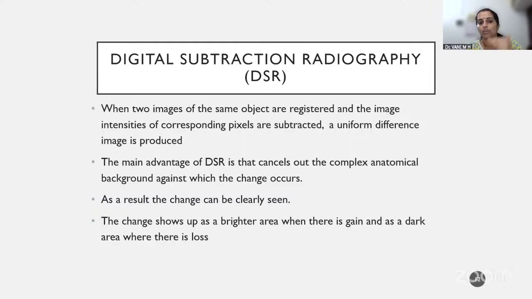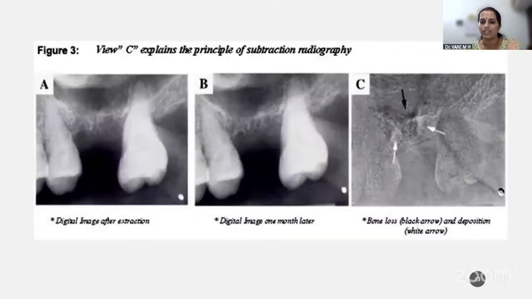So you can put this also as an advantage or image enhancement in digital radiography. Under that heading also, you can add a note of digital subtraction radiography. So this is just a picture showing the previous image soon after extraction, that is image A, then 1 month later, and after subtraction, you can see how certain areas are bright, showing bone deposition, and black areas showing bone loss or bone resorption. Okay, so that's how digital subtraction radiography works.